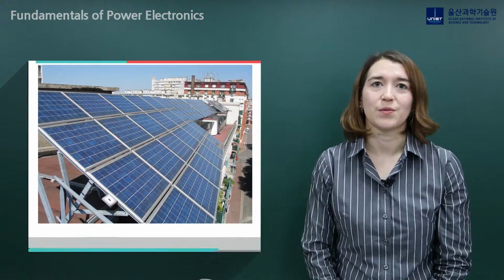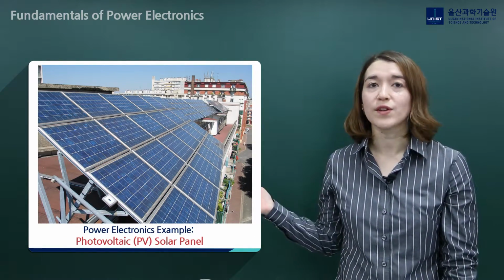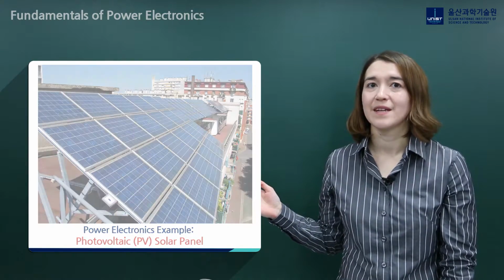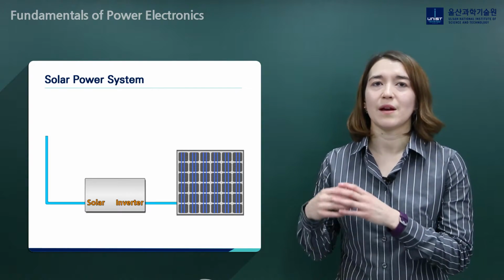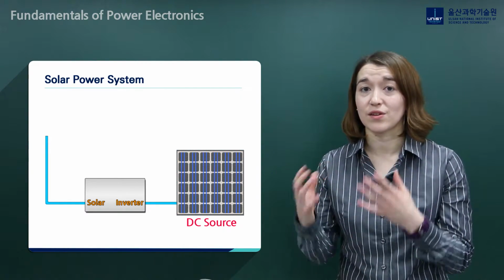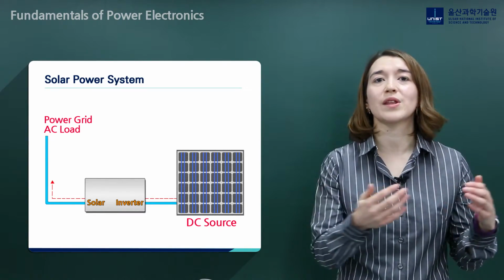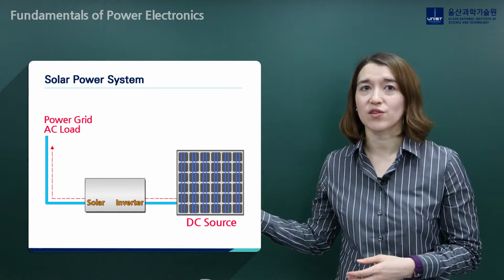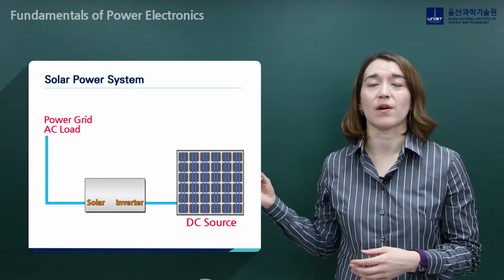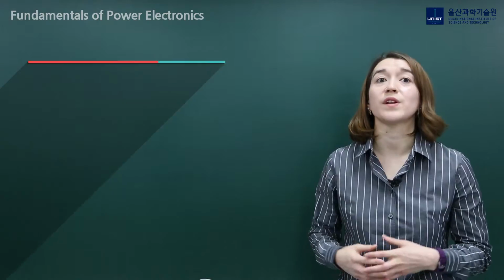For another example, we'll look at a little bit larger power. Here we have a photovoltaic solar panel that is powering the AC grid. So in this case, the PV panel is the source, and the load, we need to put that power to the AC grid, so the power grid is the load. And we have the power electronics in between them to transfer the power from the PV panel to the power grid.